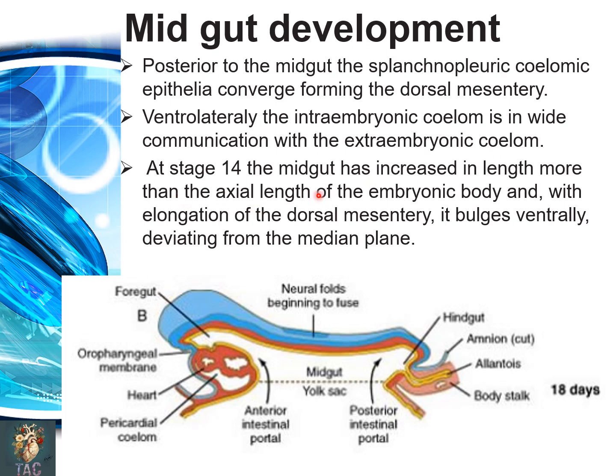So at this stage, the midgut has increased in length more than the axial length of the embryonic body, and with elongation of the dorsal mesentery, it then bulges ventrally, deviating from the median plane. What happens in the 5th to 6th week is that the size of the embryo is smaller compared to the developing midgut and its intestinal loop, and this cavity, which becomes the peritoneal cavity, becomes too small for all of the loops to lodge into. So the loop bulges out from the umbilical ring into the extraembryonic coelom.